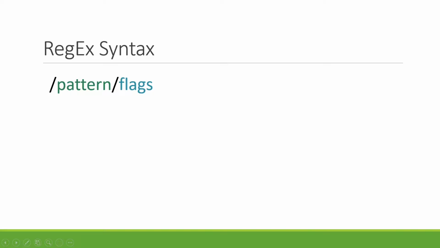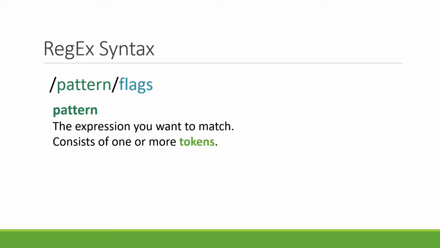The general syntax of a regular expression is we have a / and then our pattern followed by another / and then any number of flags. Generally, there's 3 that we're going to look at. Now, the pattern is the actual regular expression, the pattern that you want to match. A pattern consists of one or more tokens. Tokens are the individual parts of the pattern.